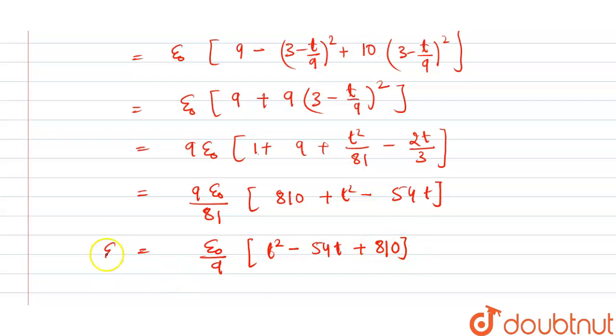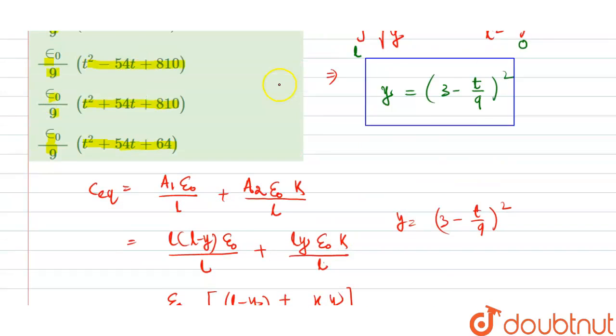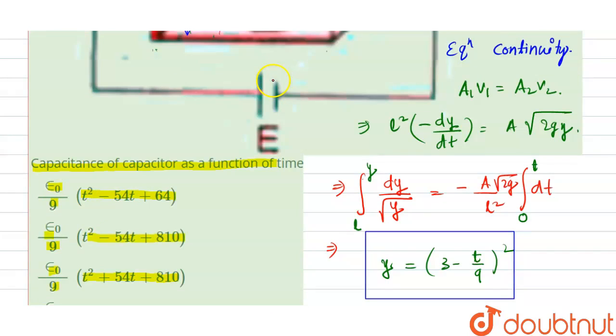This is our equivalent capacitance, C equivalent, and it is varying with time according to this equation. Okay, so if we check our options, t square minus 54t plus 810, our second option is the right answer.